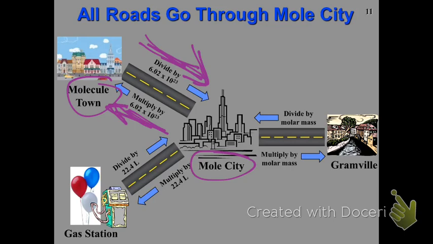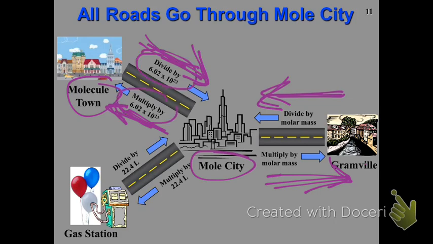And then the homework that we assigned yesterday and that I just gave some samples of, we learned how to go back and forth between these two places, between Grahamville and Mole City. And what we learned is that if you want to go back and forth between molecule town and Mole City, or from moles to molecules, it all has to do with Avogadro's number.